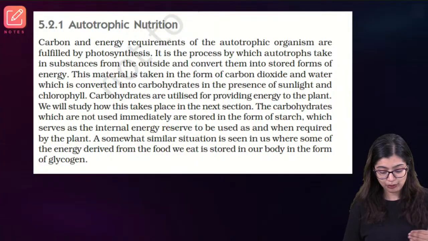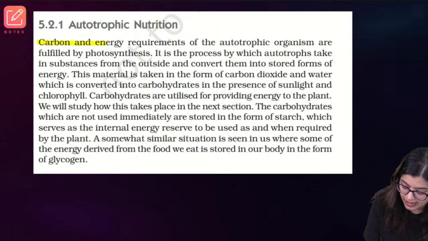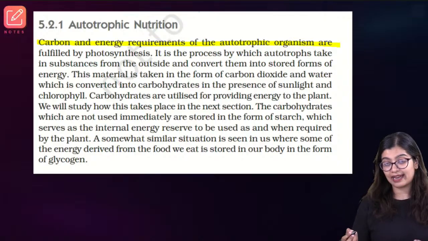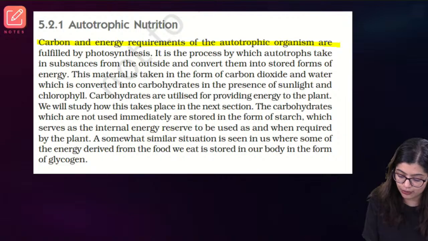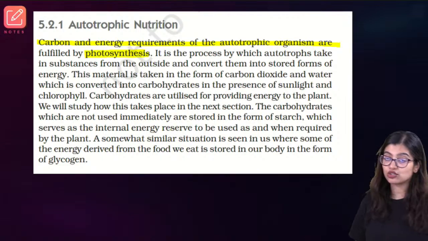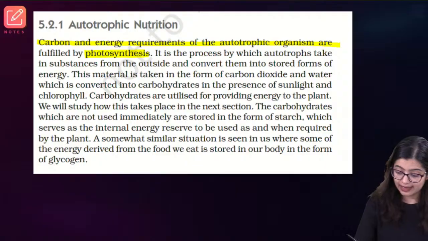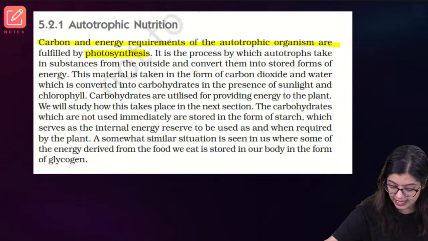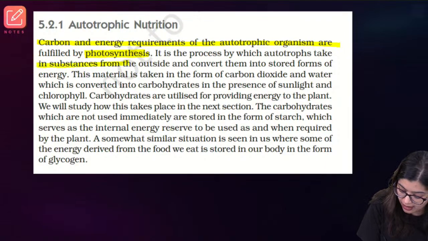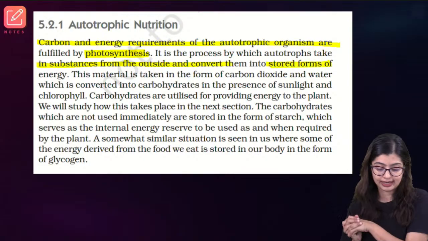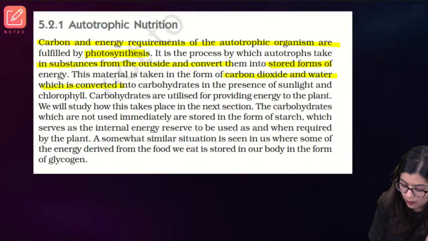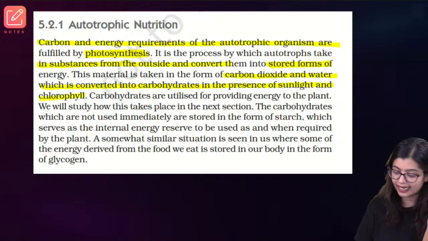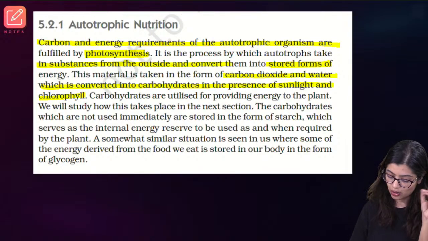So what is autotrophic mode of nutrition? We see that in such organisms, the carbon and energy requirements are met as they prepare their own food, right? And how do they do that? By the process of photosynthesis, wherein they convert substances from the outside and store it in their body. So what do they use? They use carbon dioxide and water and convert it to carbohydrates in the presence of sunlight and chlorophyll.